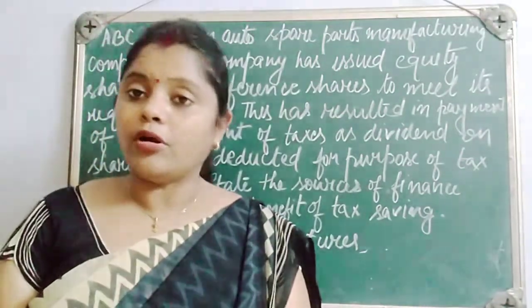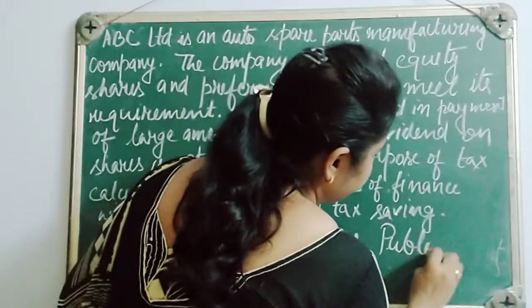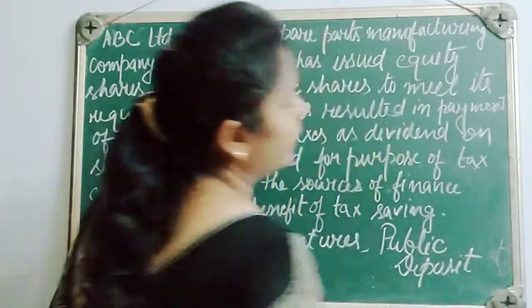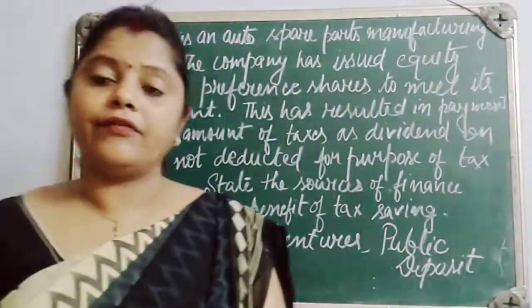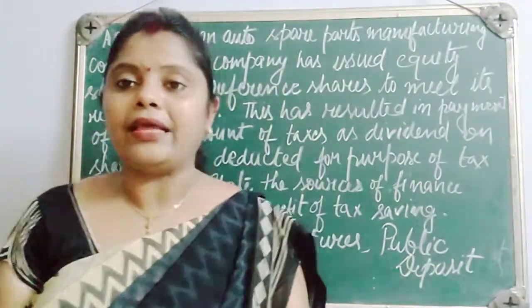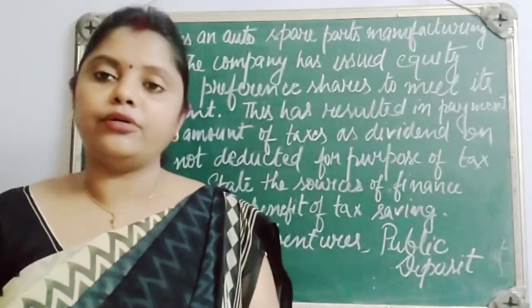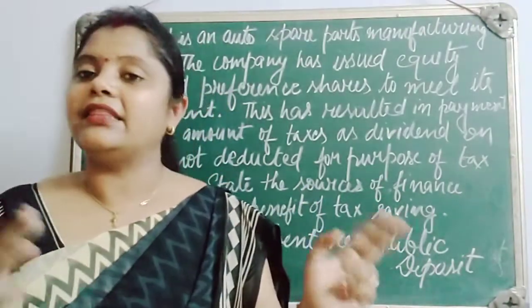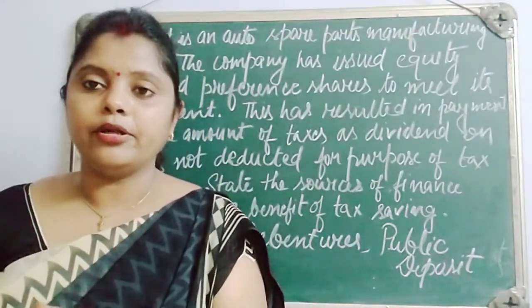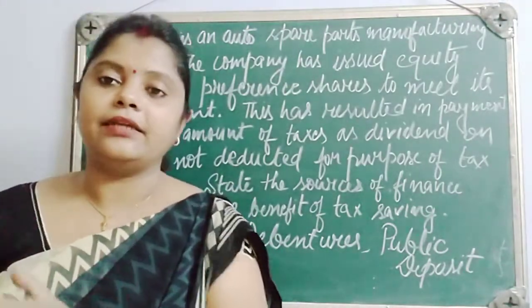And one more option is there, that is public deposit. That means if the public is depositing their money in our company, we have the option to pay the interest. Obviously we have to pay the interest, because when the public has deposited their money, they are expecting a good interest from us, and then again that interest will be taken as an expense. As a result, the profit will be reduced because that is an expense, and finally we have to pay less tax.